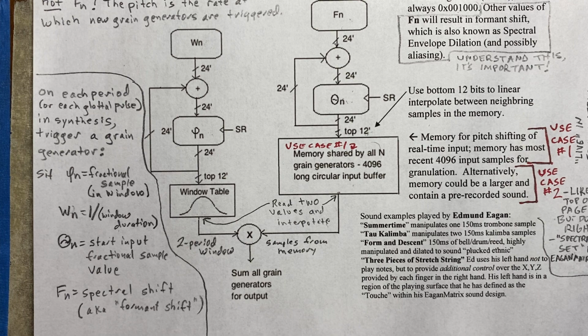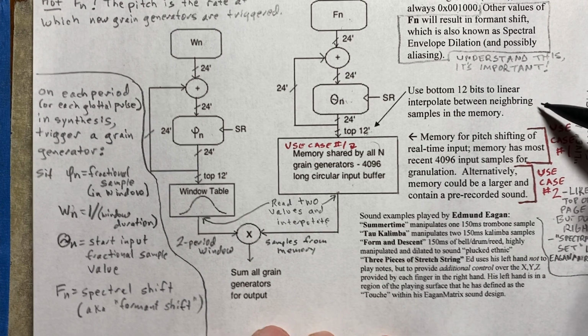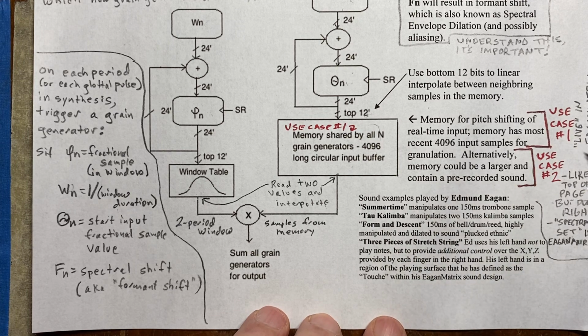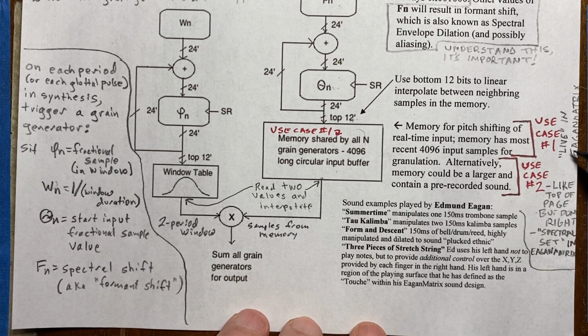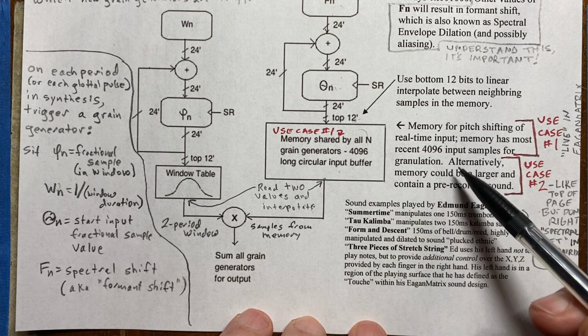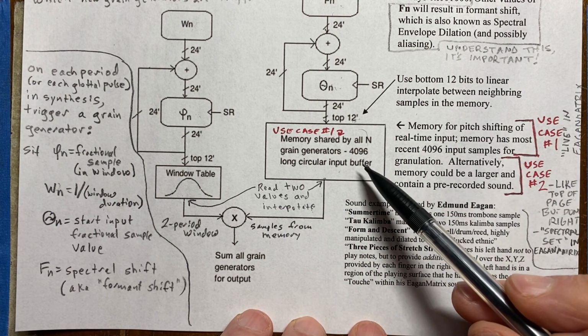All right. So that's what this uses the bottom 12 bits for: linear interpolation. So again, for this memory, there are 2 use cases here. Use case 1 is what's called live in the Eagan matrix. And that's when this memory contains the most recent 4,096 input samples for granulation.